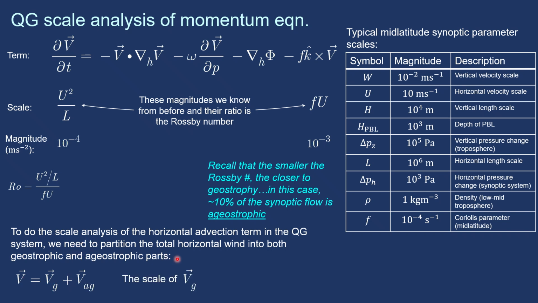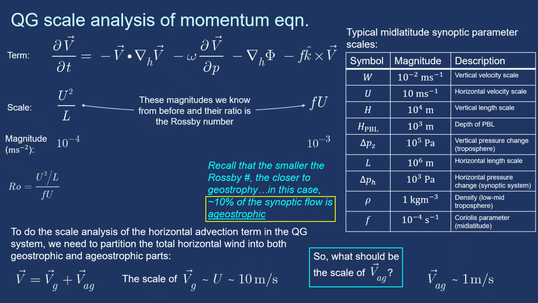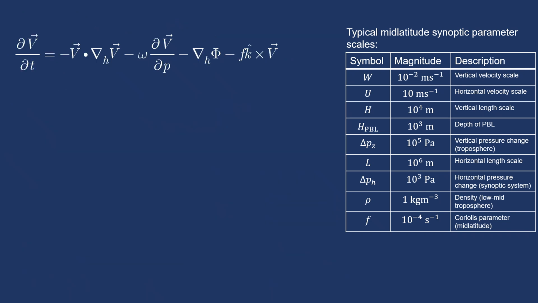The scale of VG is the majority of the wind. The majority of the horizontal wind is indeed geostrophic, so we can say that the scale of VG is approximately the horizontal velocity scale U, which is 10 meters per second. With that in mind, what should the scale be of V sub AG? Recognizing what we said a moment ago, about 10% of the synoptic flow is ageostrophic. 10% of 10 would be about 1, so we can write down the scale of VAG to be roughly 1 meter per second. And with that in mind, we can deal with the scale analysis of the horizontal advection part of the vector momentum equation.